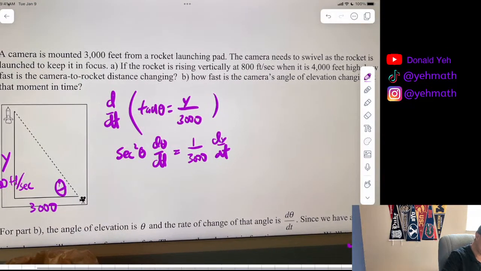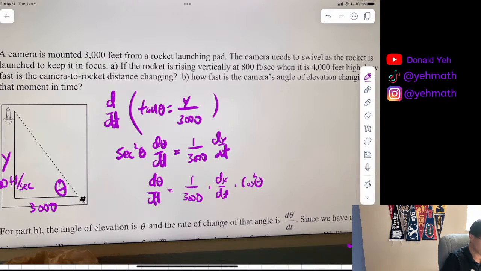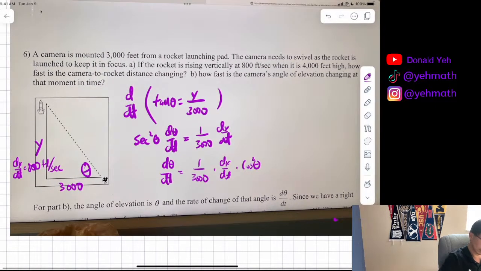Now I'm gonna solve for d theta dt. It'll be 1 over 3000, and that's gonna be dy dt, which is 800, times cosine squared theta. Why is it cosine squared? Because you divide both sides by secant squared, and 1 over secant squared becomes cosine squared. And that's going to be 1 over 3000, dy dt is 800.